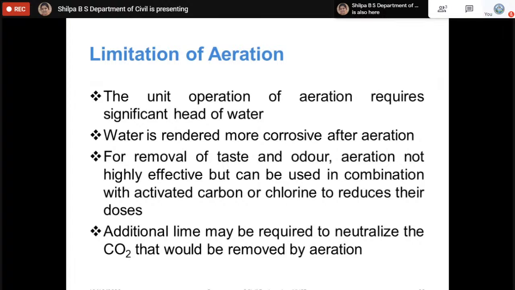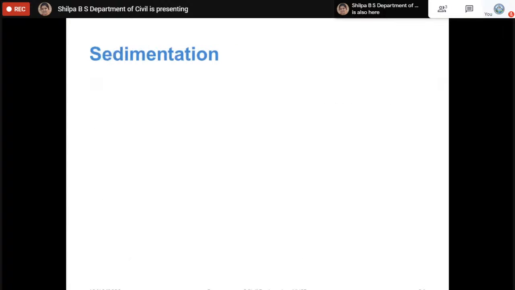And at the same time, we may require additional lime to neutralize the carbon dioxide, because in the further process of water treatment, when we go for the lime treatment, by doing this aeration we have removed most of the carbon dioxide. So for further treatment, we may need the additional lime.